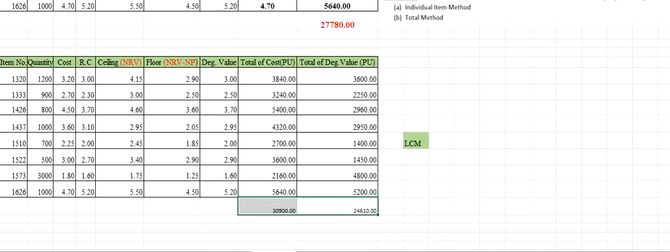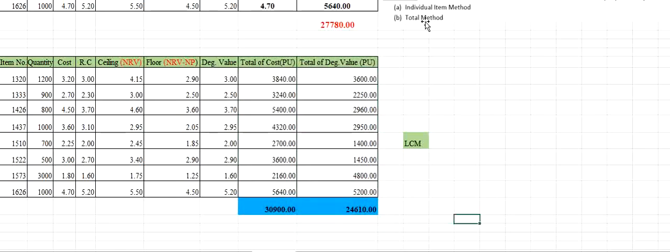Let me change the font size and style so that it's clear and visible. According to the total of cost, we will have 30,900. Let me color it light blue. And according to the designated value, we got 24,610. So this is the total of cost, and this one represents the total of designated value.